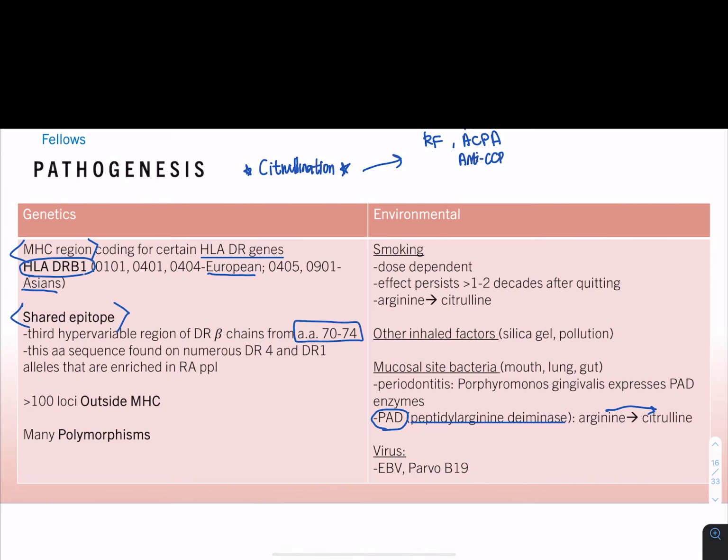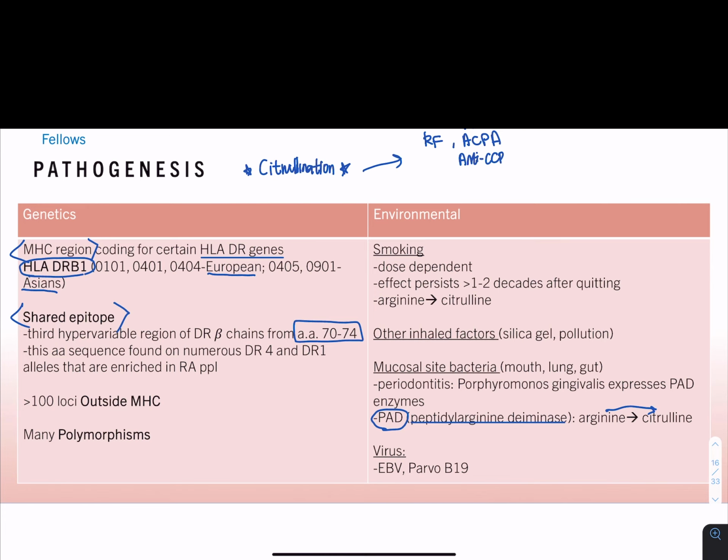Imagine these building blocks like puzzle pieces. They might be good at fitting into specific puzzles, but when they fit, they might trigger the immune system to act in a way that harms the body. These versions of the gene are now called shared epitope. In simple words, the shared epitope hypothesis says that these gene versions might cause the immune system to be triggered in rheumatoid arthritis.